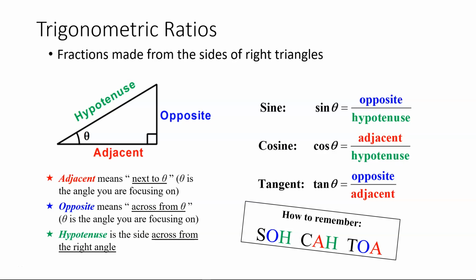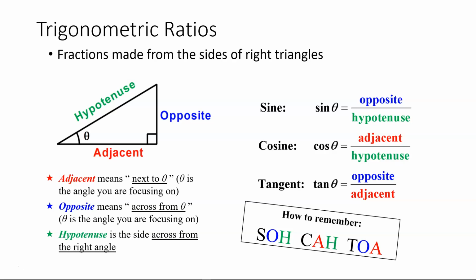Today we're going to talk about how to use sine, cosine, and tangent to figure out how big an angle is. So let's very quickly review what sine, cosine, and tangent are. Remember that sine, cosine, and tangent are just fractions made from the lengths of the sides of right triangles.